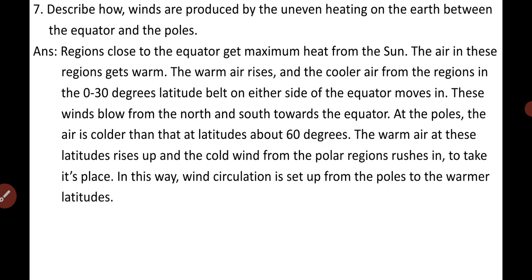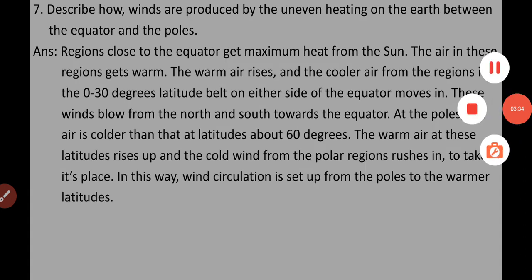Clear? What is written? At the poles, the air is colder than that at latitudes about 60 degrees. So the warm air at these latitudes rises up and the cold wind from the polar regions rushes in to take its place. In this way, wind circulation is set up from the poles to the warmer latitudes. So in this way the wind is produced by the uneven heating on the earth between the equator and the poles. Clear? You can pause the video and note down the answer to this question. Next we'll move to another question.